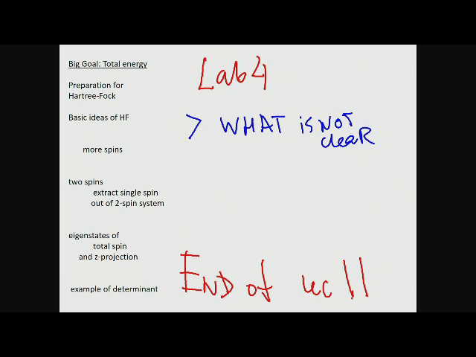Any questions? Any questions about homeworks, about our plans? Does no one mind having a little early completion? No, we're good.